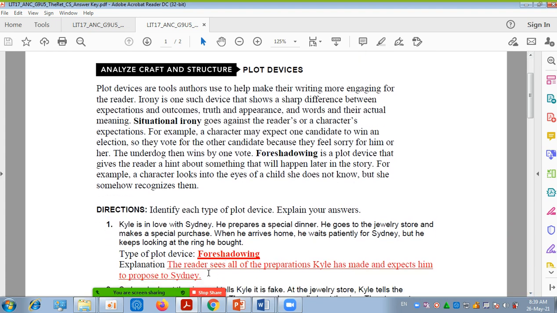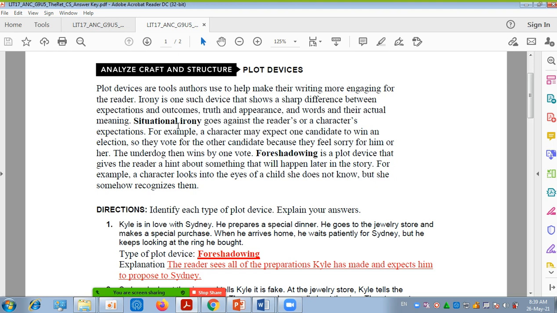This is foreshadowing. The reader sees all of the preparation Kyle has made, and expects him to propose to Sydney, meaning to ask her for marriage. So this is the meaning of foreshadowing, giving you hints and clues in the passage that let you predict what's going to happen. What about situational irony?